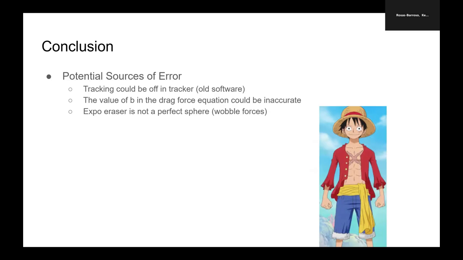In conclusion, some potential sources of error were that the tracking could be off in the tracking system, as it's a pretty old software. The value of B in the drag force equations could be inaccurate, and the expo eraser is not a perfect sphere, so there could be some wobble forces that we did not take into account.